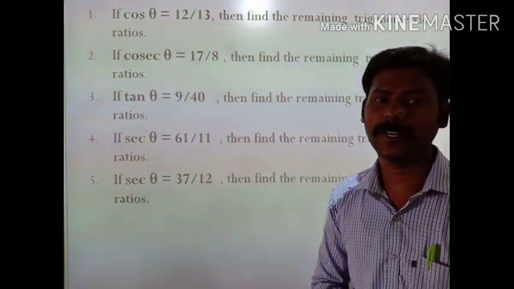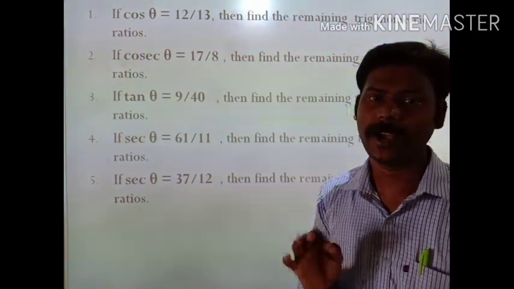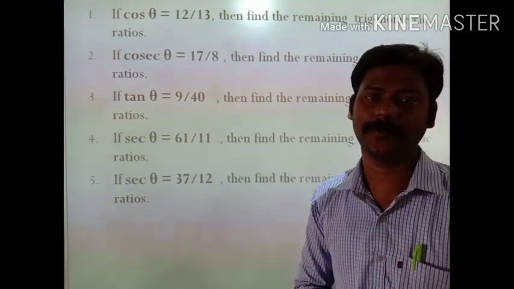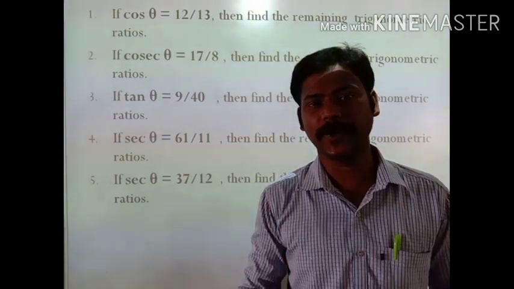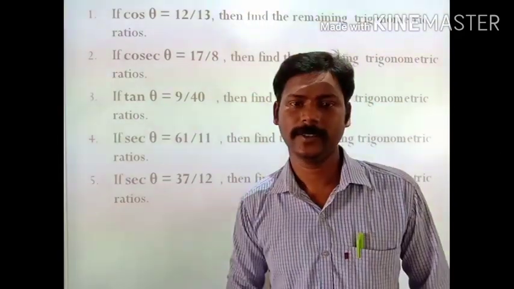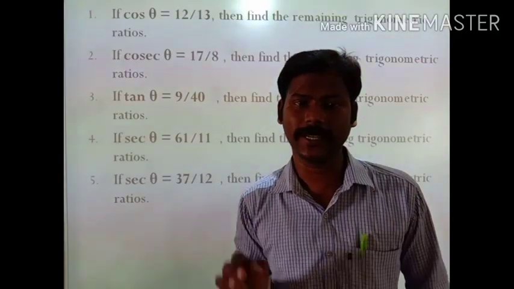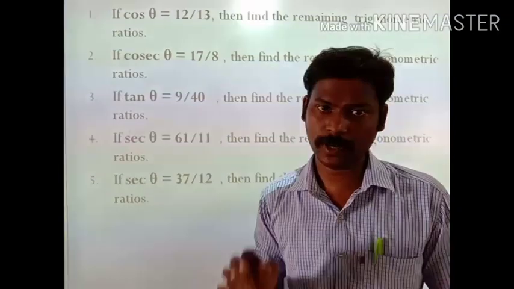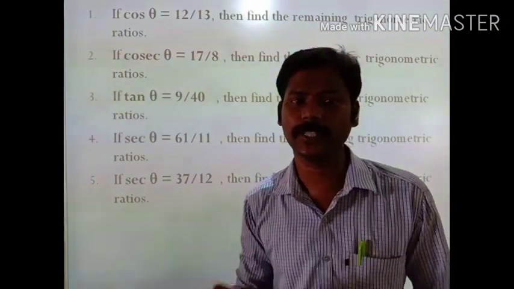Cos theta. What is cos theta? Adjacent side by hypotenuse, or base by hypotenuse. Tan theta. What is the meaning of tan theta? Opposite by base, or perpendicular by adjacent side. Next, cosecant theta. Cosecant theta is the reciprocal of sin theta. So cosecant theta is equal to hypotenuse by opposite.